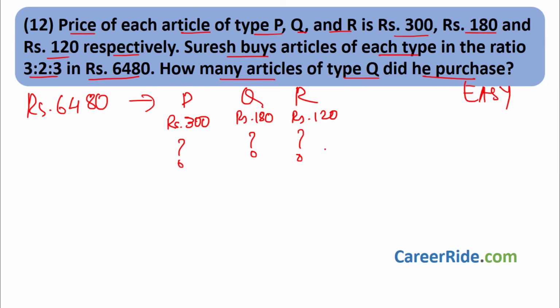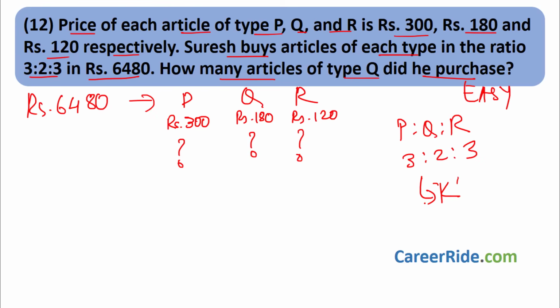We do not know. We only know that the ratio of the quantity of articles bought, of type P is to Q is to R, is 3 is to 2 is to 3. Do we know the actual quantities? No. So how to find actual values? Let the common factor be K.